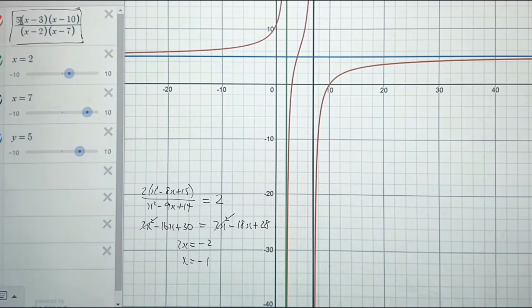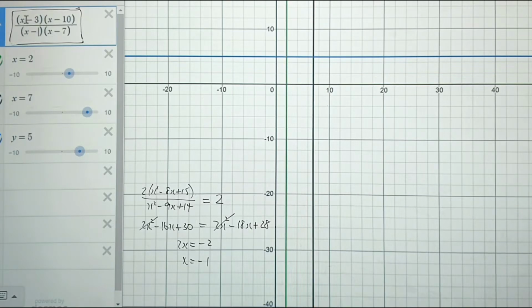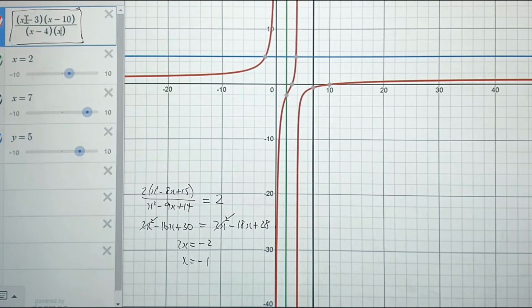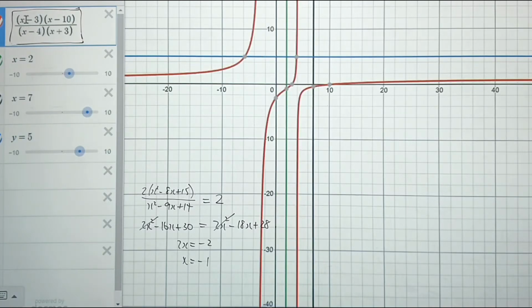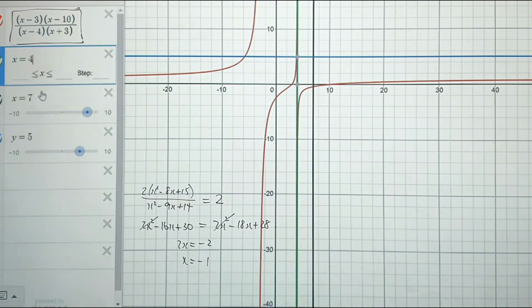So I could go nuts, and I can go, let's make this one x minus 4, let's make this one x plus 3. So where's your asymptotes? 4 and? 4 minus 3. Thank you.